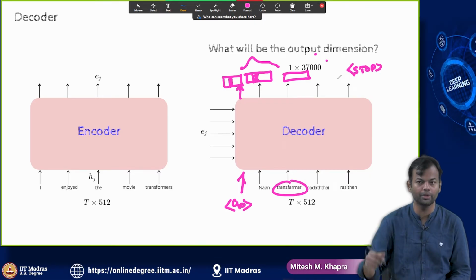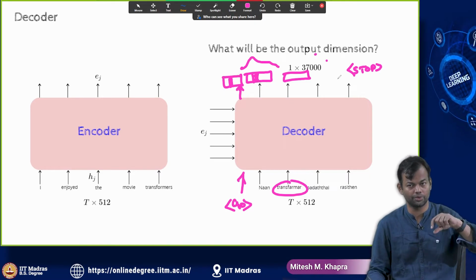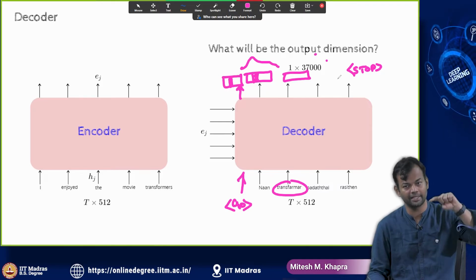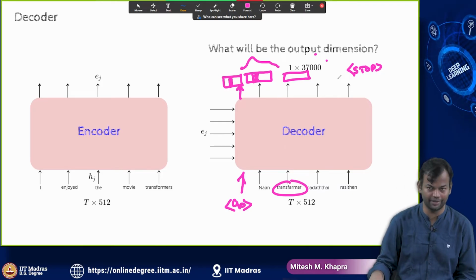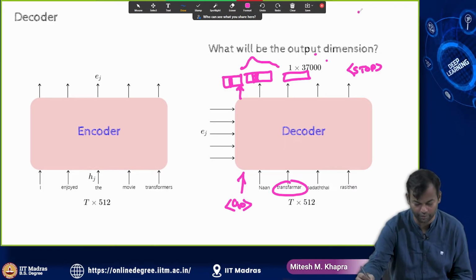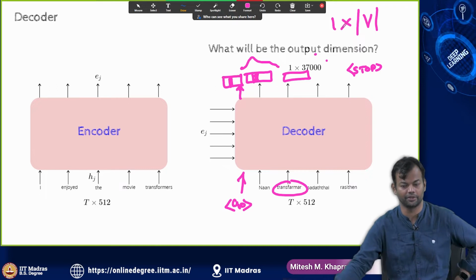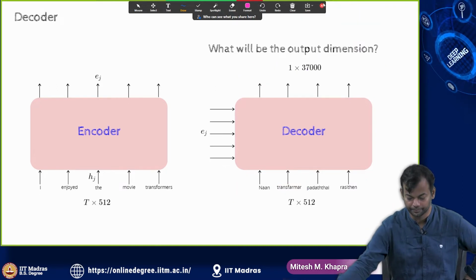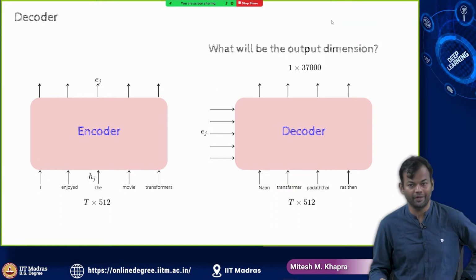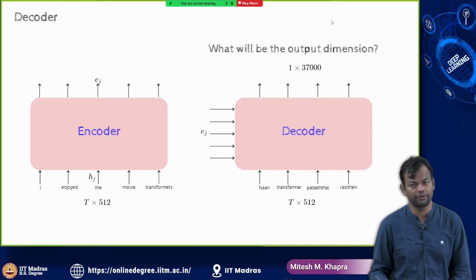So your output is a probability distribution over the entire vocabulary. Hence, the output dimension is 1 cross 37,000, where 37,000 is the size of the vocabulary. In general, I should just say it is of size V. That's what I should have said. So now we understand what the inputs and outputs for the decoder are.